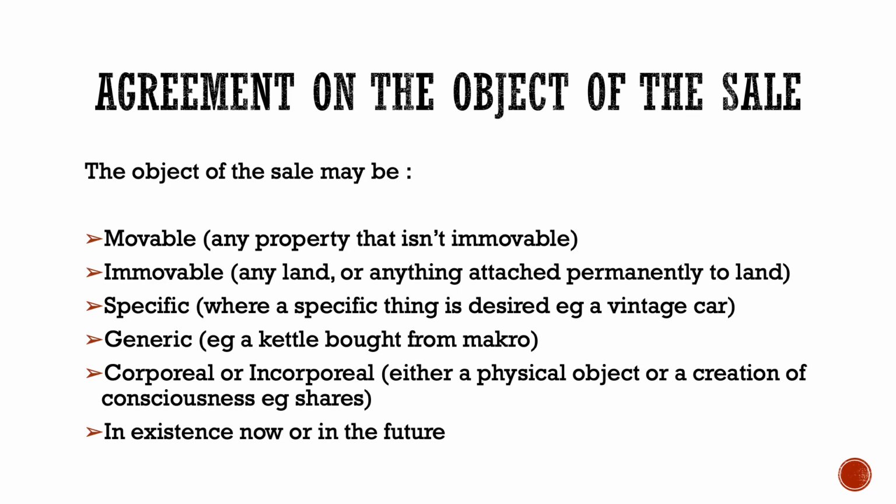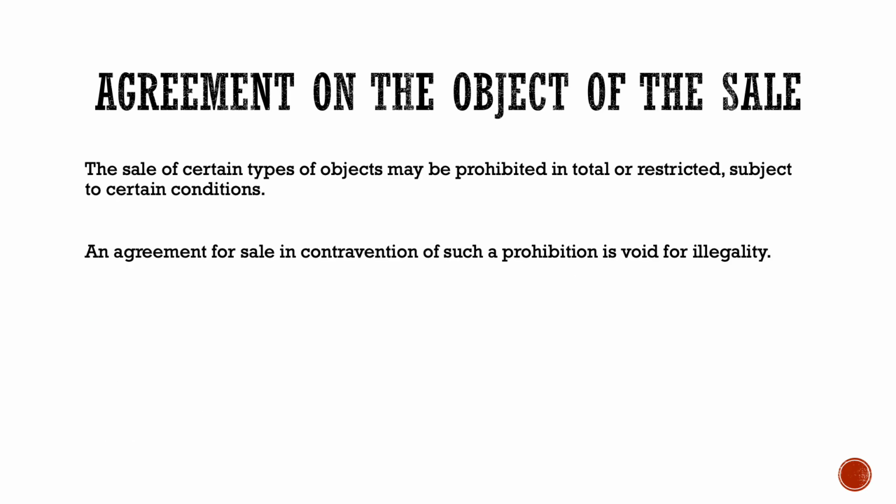The object of sale may be movable, immovable, specific, generic, corporeal, or incorporeal. It can be something that is in existence now, or it can be something that will be in existence in future. The sale of certain types of objects may be prohibited in total or restricted or subject to certain conditions. So you may find that certain products are sold in compliance with particular legislation that regulates sale of those products. So an agreement for sale in contradiction of such prohibition is void for illegality or for failing to comply with the legal requirements.